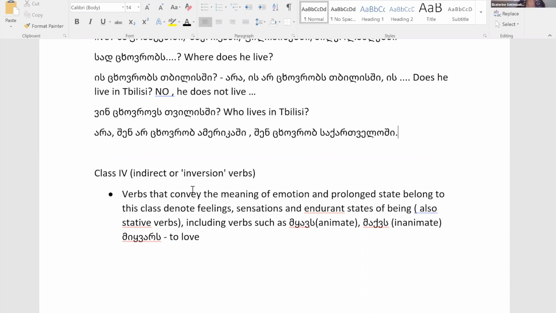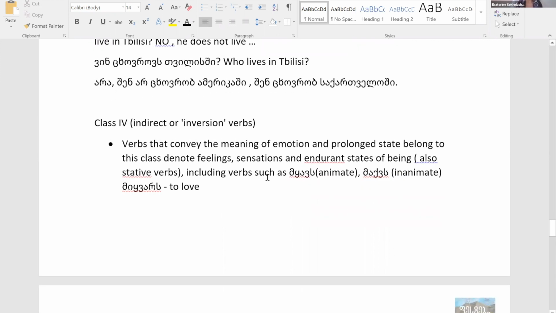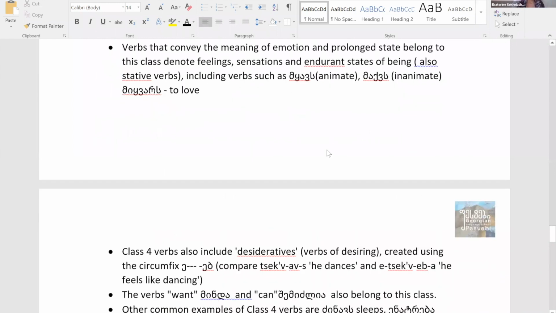I love you in Georgian, if you say with me, shen miqvarxar, means that subject I takes object set markers, and object you takes subject set markers. That's why they're called inversion verbs. These verbs convey the meaning of emotional and prolonged state. Also there are verbs such as maqvs and maqs, which mean to have, and I'm giving the conjugation of these verbs here.